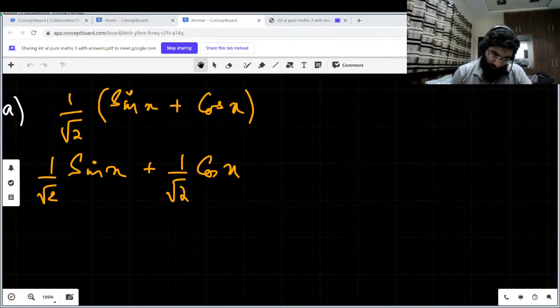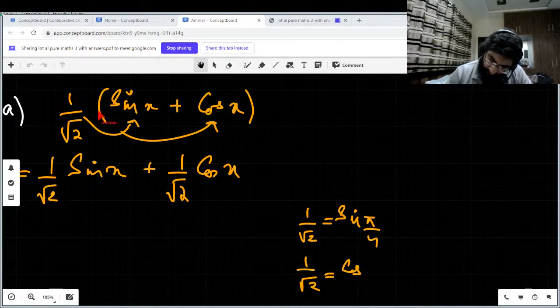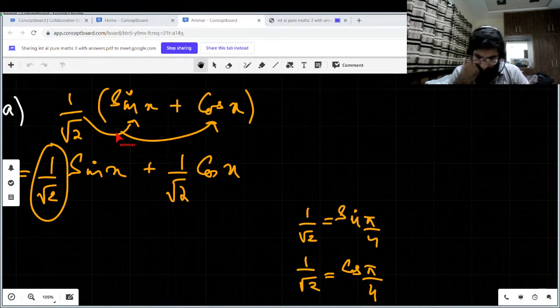Okay. So for that, the final answer should be in word form. What is 1 by root 2 sine x? In this step, I've simply expanded, so I've multiplied it with this and I've multiplied it with this. The other thing I'm saying is that I know 1 by root 2 is equal to sine pi by 4. Also, 1 by root 2 is equal to cos pi by 4. Okay, so I can replace this one and this one with cos and sine.